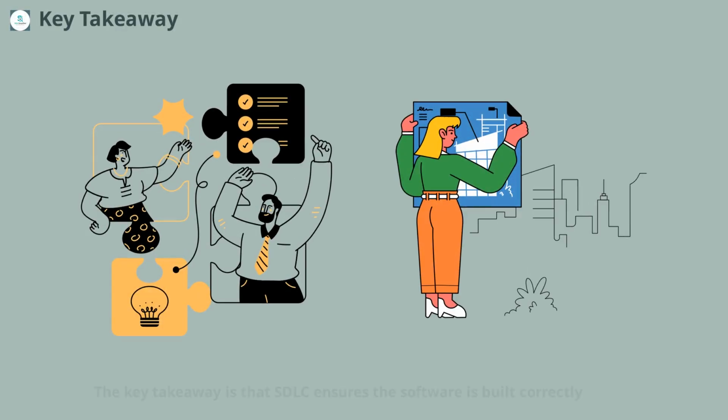The key takeaway is that SDLC ensures the software is built correctly, while STLC ensures it works perfectly. Both go hand in hand. Without SDLC, there's no product. Without STLC, there's no quality. Teams need both to deliver great software.